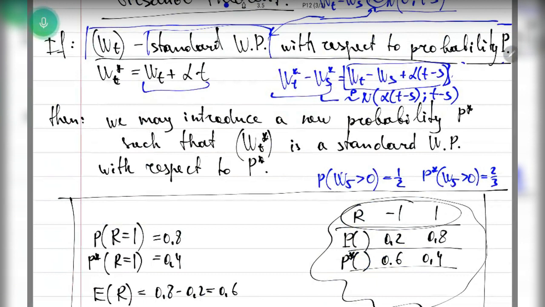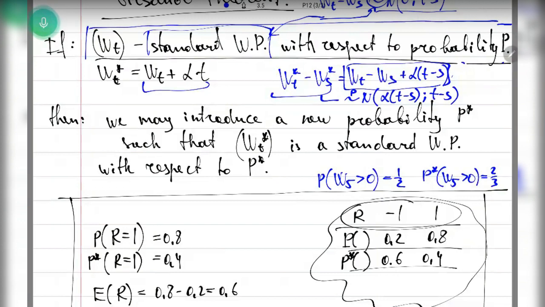A random process is just a collection of random variables. What does it mean? I have a Wiener process. I have W1, I have W2, I have W3.5, I have W7, I have W10.2, and so on. So basically, there are a lot of random variables. A random process is just a big pack of random variables. And there are two guys. One calculates probabilities using his way, the P way, and the other guy calculates probabilities using his own P star way.